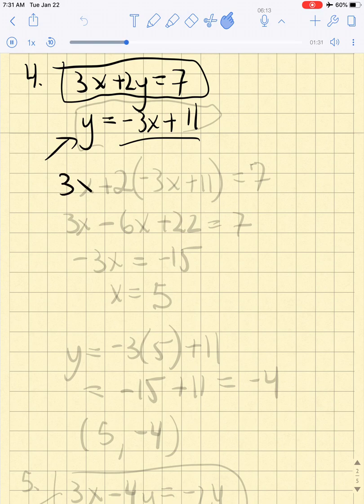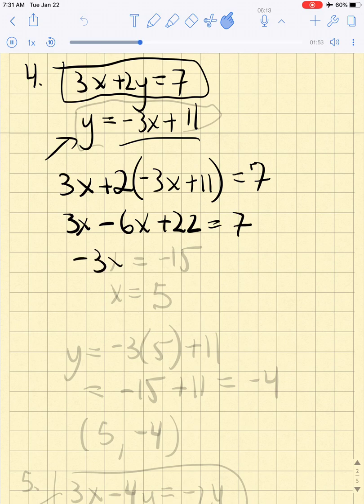So the first equation again is 3x plus 2, but instead of y, I'm going to say 2 times negative 3x plus 11 equals 7. So that's equation 1 with only x now. 3x minus 6x plus 22 equals 7. Now we say negative 3x equals negative 15. So x must equal 5.